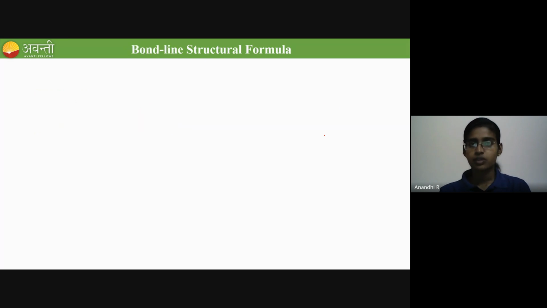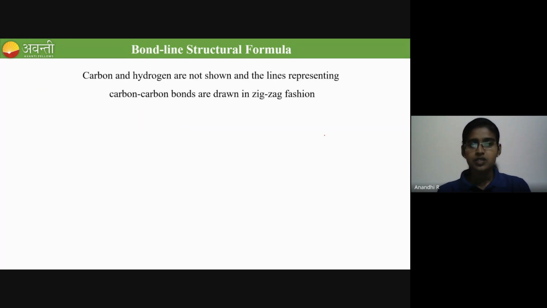Let's move on to the bond line structure. Okay. So in bond line structure, carbon and hydrogen are not shown. And the lines representing the carbon-carbon bonds are drawn in zigzag fashion.